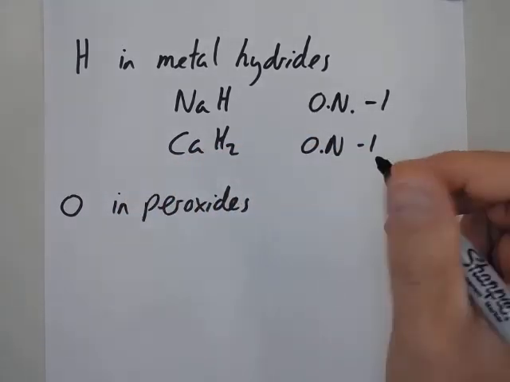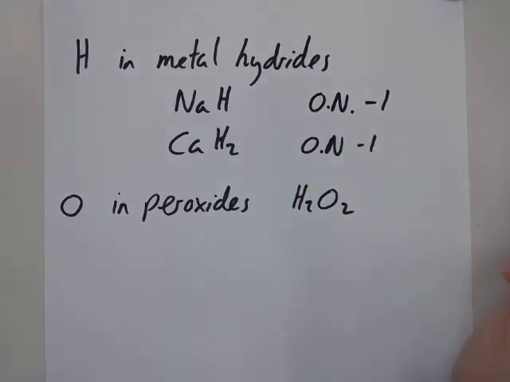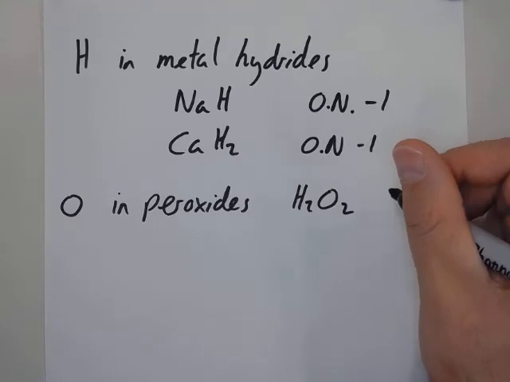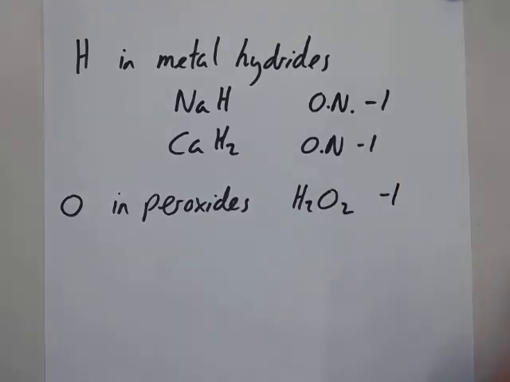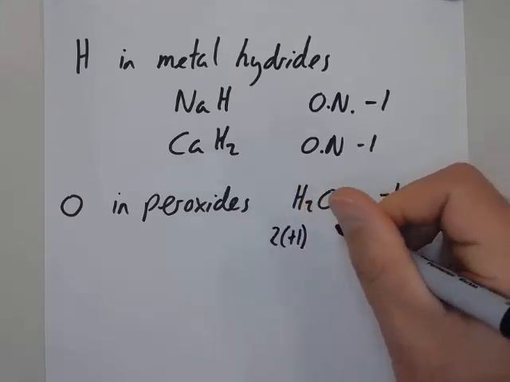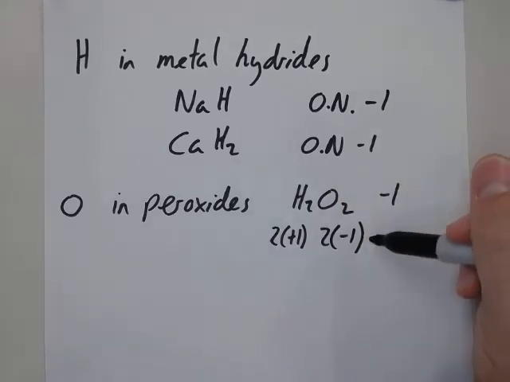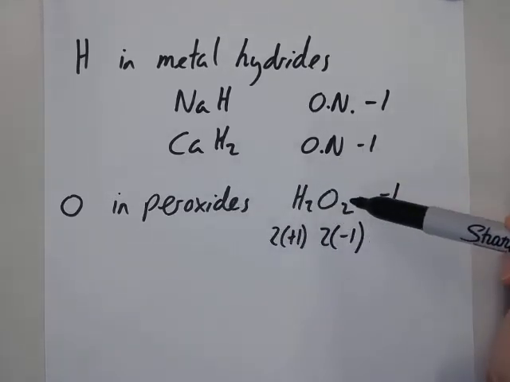So peroxides, the most common one will be hydrogen peroxide. The oxygen is actually -1, not -2. So here we'd have the hydrogen, so you have 2 lots of +1. We have the oxygen, 2 of them, so we have 2 lots of -1. So this is an exception. Oxygen is nearly always -2, apart from in peroxides.